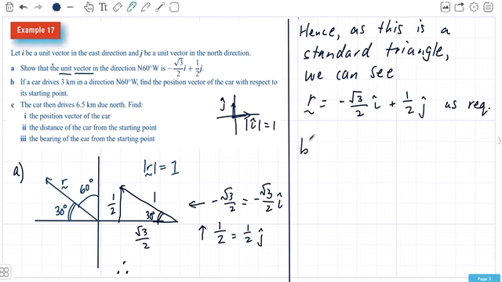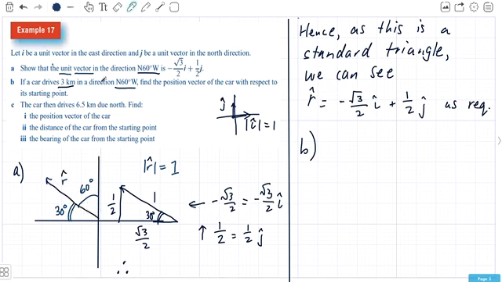Part B is asking us if the car drives 3 kilometres in a direction 60 degrees west, so it's in the same direction that we previously travelled. And remember that this r here, in terms of notation, some of you might have thought about, we can express with the little hat on top because it's a unit vector.